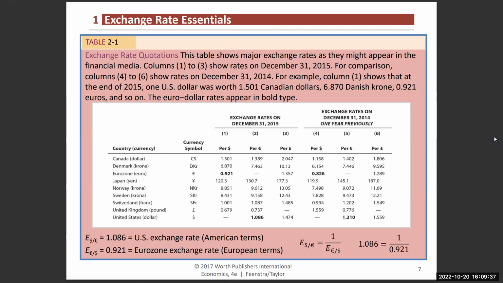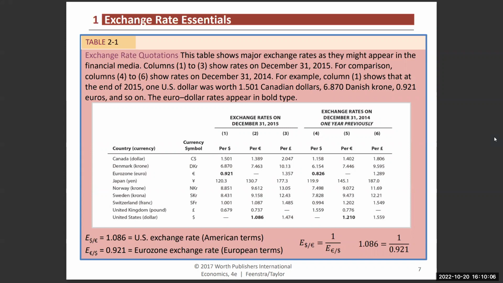If you wanted to go for Eurozone, so this is 0.921 euro is equal to $1. So we can see that this is like 1 divided by the exchange rate from the second perspective. Okay, and this is exactly the same in here.